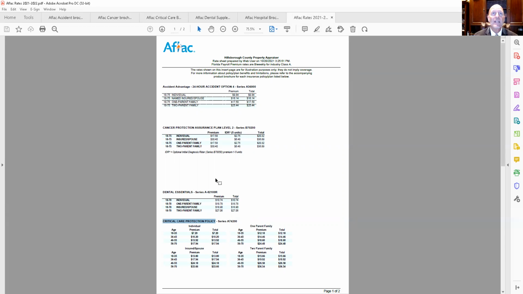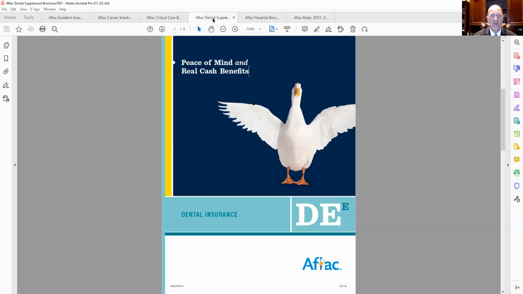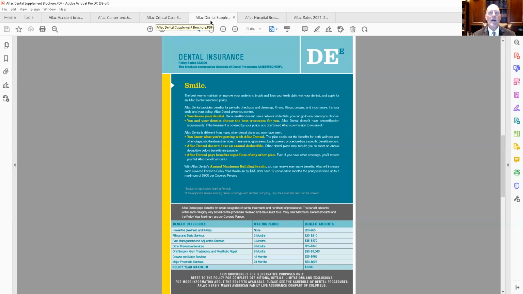Okay. The next plan is the Aflac Dental Supplement. We've had this in some agencies of Hillsborough County for 14 years. The dental supplement is designed to supercharge your dental insurance, to provide you benefits of an additional $1,680 here at the bottom of the brochure where I've highlighted per year. And the highlights are up here as follows.